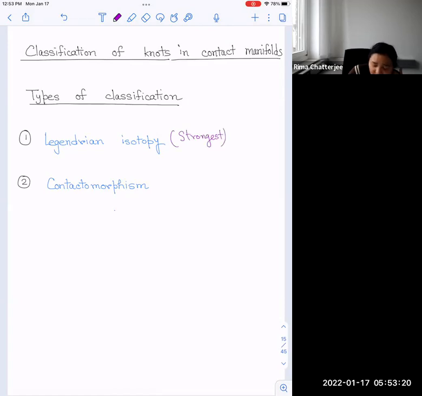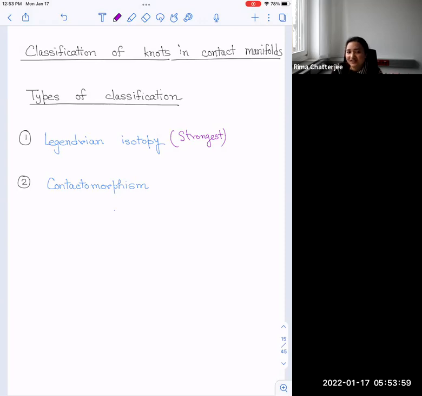The second one is the contactomorphism type classification. That means there exists a contactomorphism which takes one knot to the other. And of course, this is not as strong as Legendrian isotopy. But in S3 standard, which is the standard tight S3, these two notions are the same. So if you can prove any classification up to contactomorphism, they are also Legendrian isotopic.